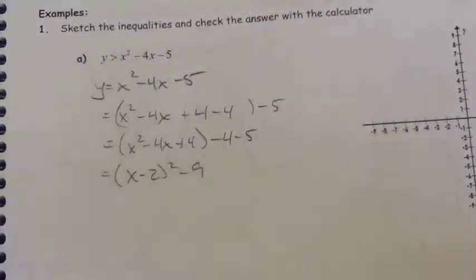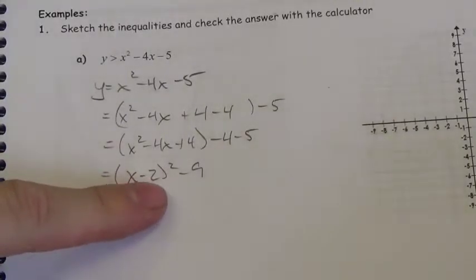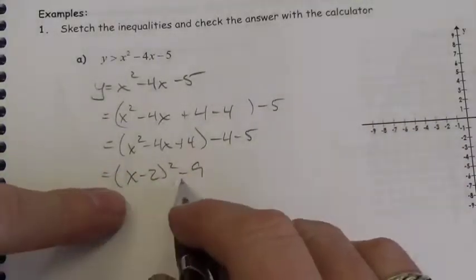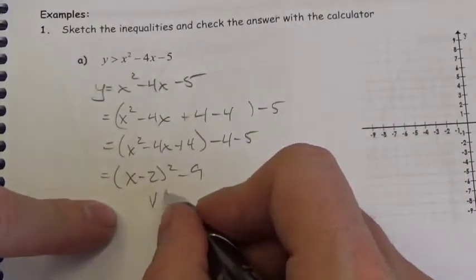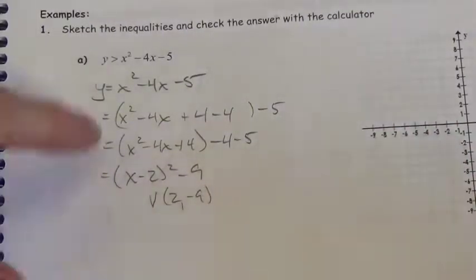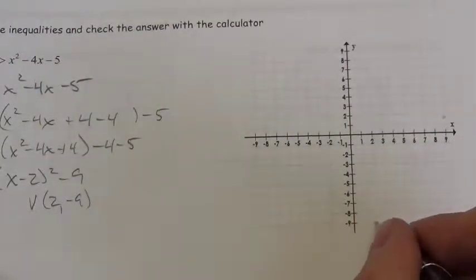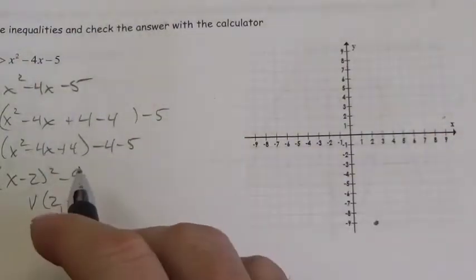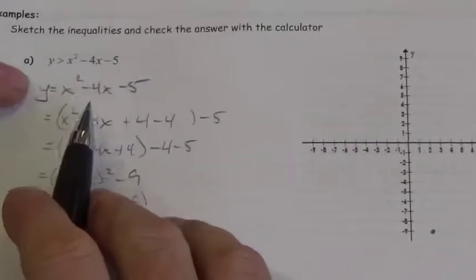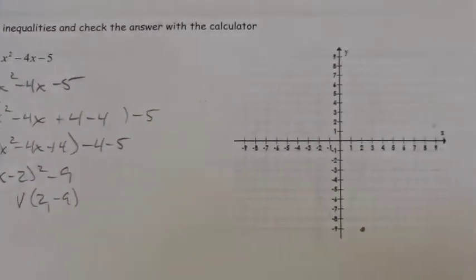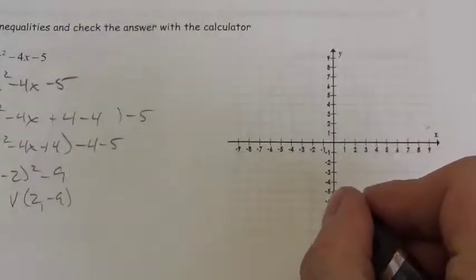So there's the quadratic that I'm interested in. I know it's got a vertex now of positive 2, negative 9. So I'm just going to go to my grid over here. Positive 2, negative 9. We're right down there. I also knew, and I could figure this out right from the beginning here, that it had a y-intercept of negative 5. That was easy enough to take a look at. So that's going to be right there.